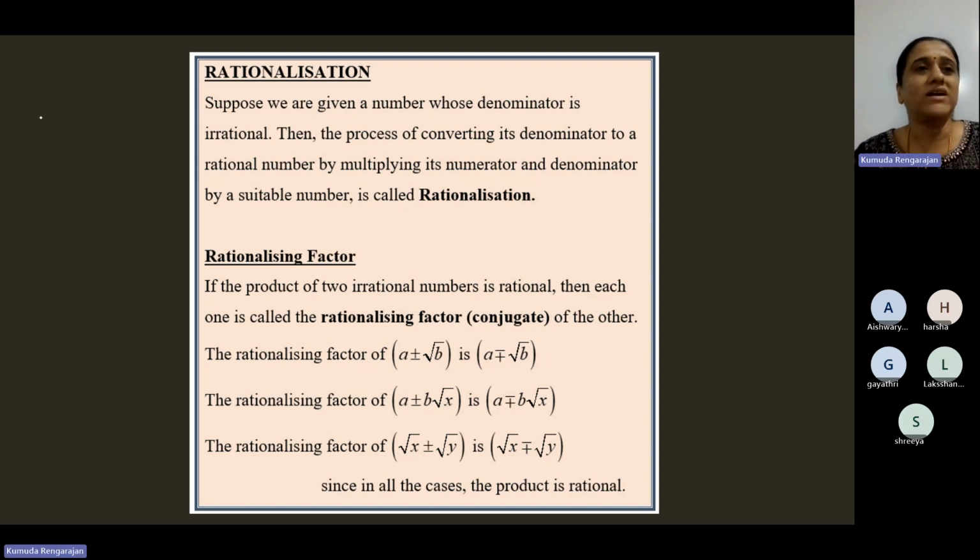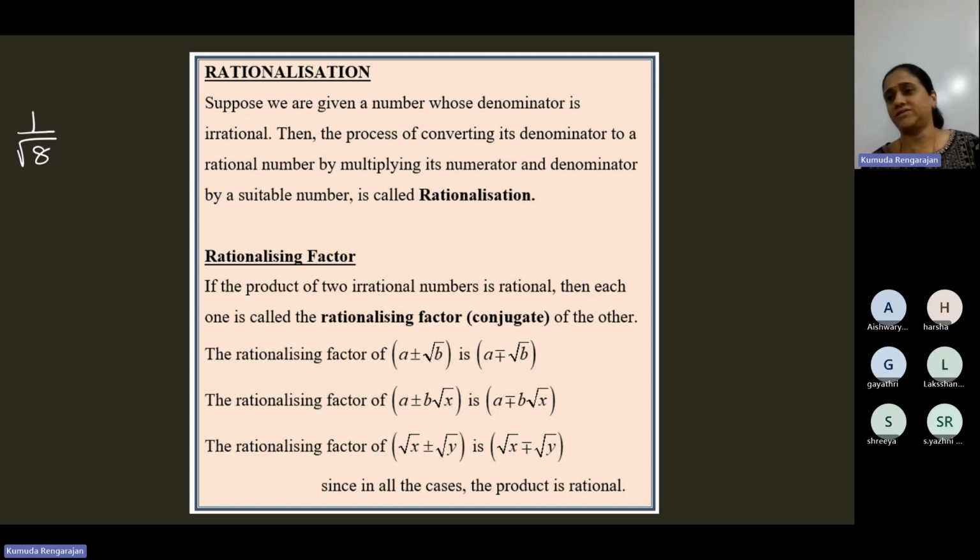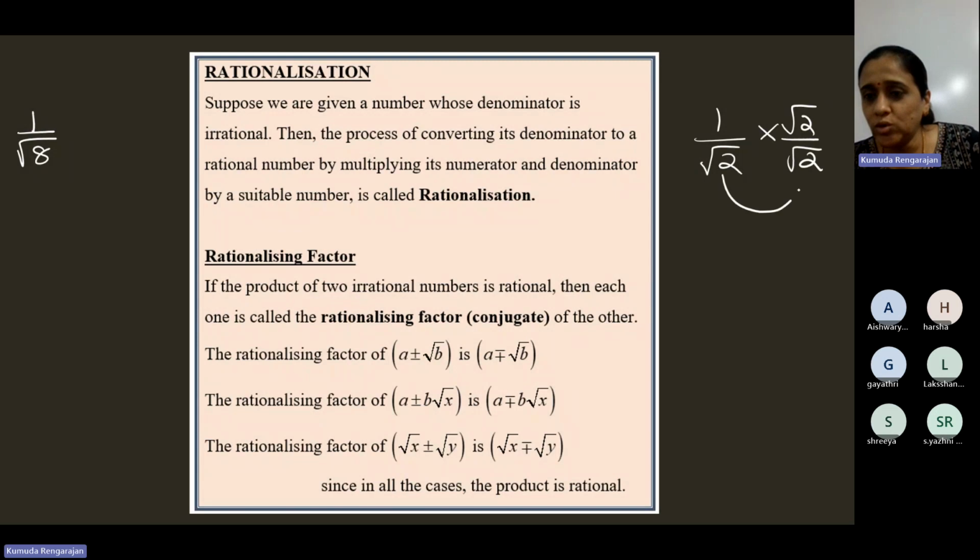So now, what is the rationalizing factor of 1 by root 8? It's a simple question. What is the rationalizing factor of 1 by root 8? See, like for 1 by root 2, what did we say? 1 by root 2, what's the rationalizing factor? Root 2. Because we have to multiply and divide by root 2, right? And root 2 times root 2 is 2. The product of these two irrationals is rational, 2. So the rationalizing factor of the denominator here, root 2, is root 2 only.